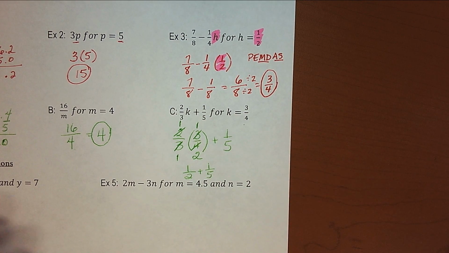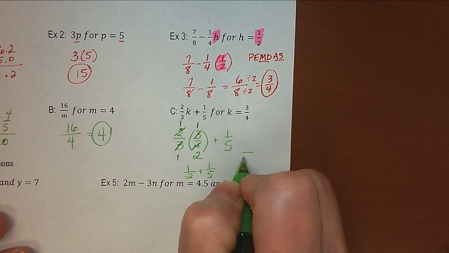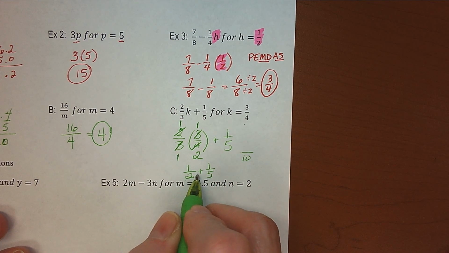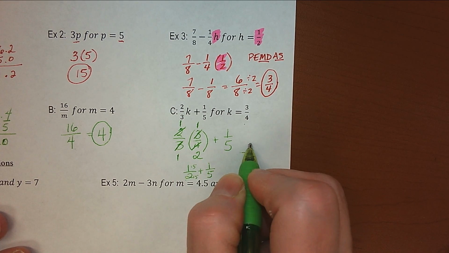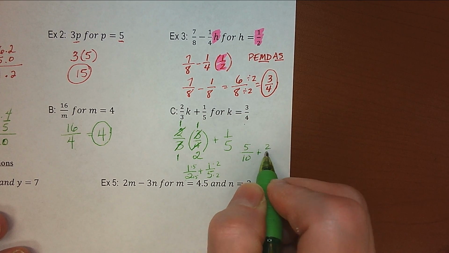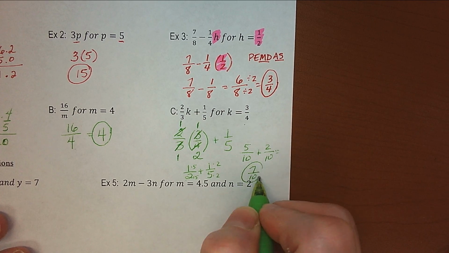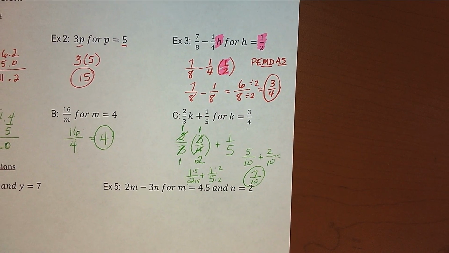Now I need a common denominator, so 1/2 plus 1/5, I'm going to use tenths. 2 times 5 is 10, so 1 times 5 is 5. 5 times 2 is 10, 1 times 2 is 2. And my final answer then is 7/10. All right, hope you got those right.